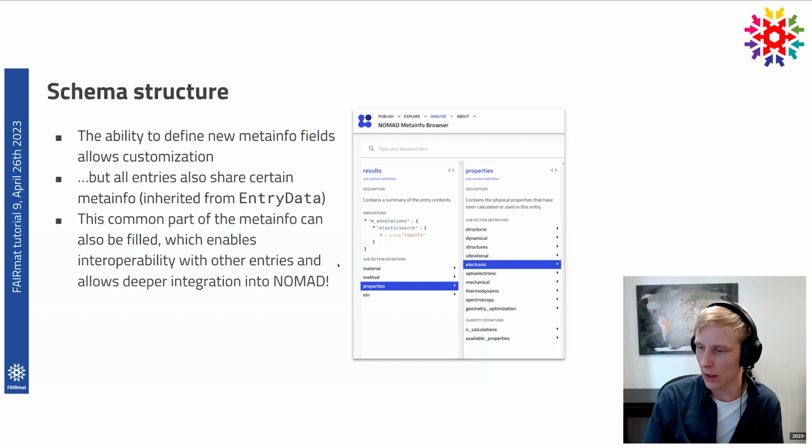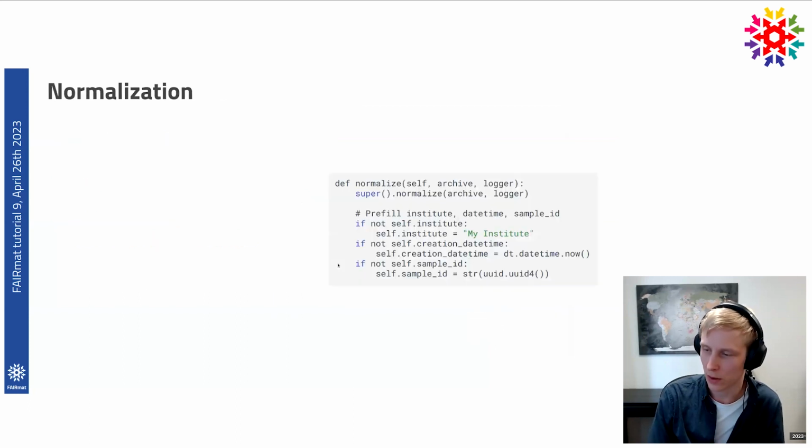How this can be useful for you is that if you fill this common part of the meta info, you are enabling interoperability with other entries, and also a deeper integration into Nomad. This common part is something that everybody knows about and our GUI knows about. There are different tooling and interoperability tools that activate if you fill this layer. We're going to see an example of this as well.